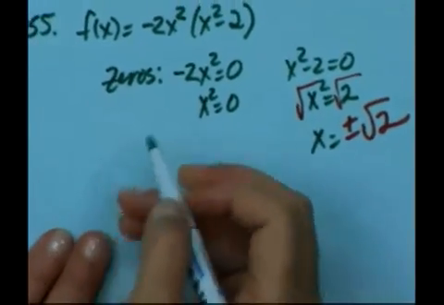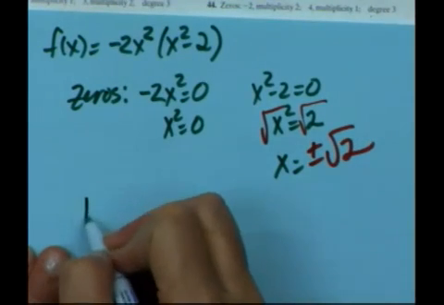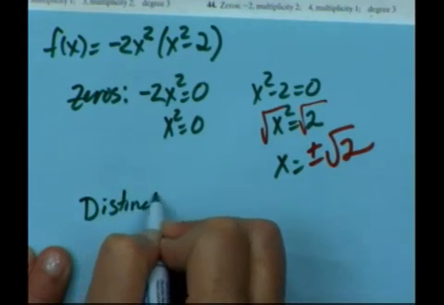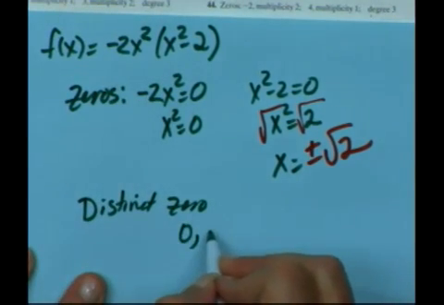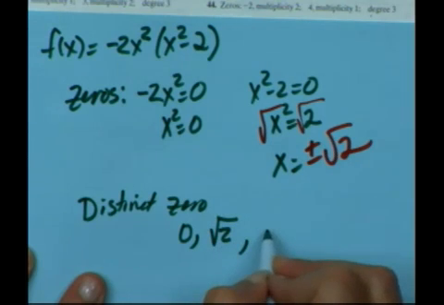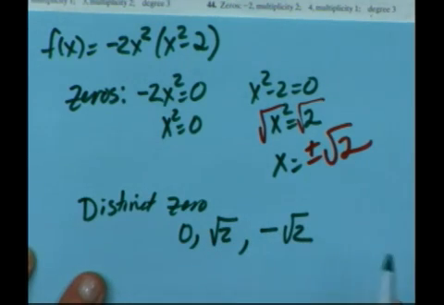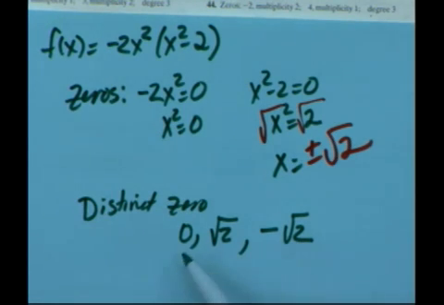So what are my, everybody good? What are my distinct zeros? 0, positive square root of 2, and negative square root of 2. So this graph, if you were going to graph it, is either going to touch or cross through the x-axis 3 places: 0, square root of 2, and negative square root of 2. What would you say the multiplicity of the 0 is?